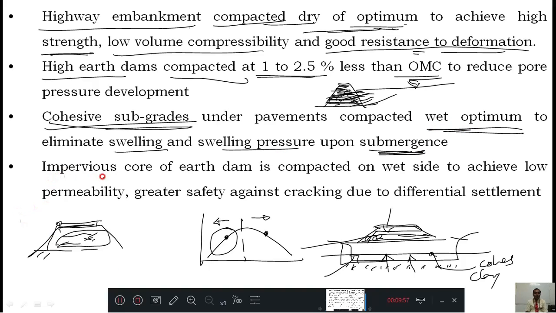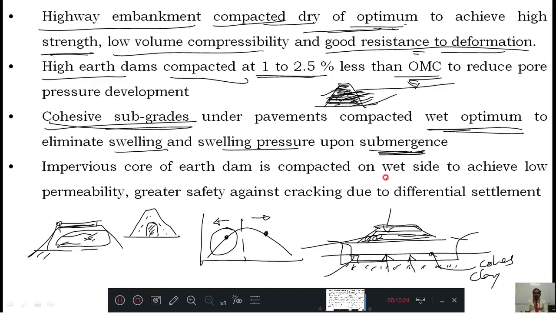Then the last one is the impervious core of the earthen dam, compacted wet side to achieve low permeability. See the earthen dam, as I told, this is the earthen dam. Inside this earthen dam, one core will be there. This is also made up of soil, but this core is compacted wet of the optimum and the outer part is compacted dry of the optimum. That you need to remember.